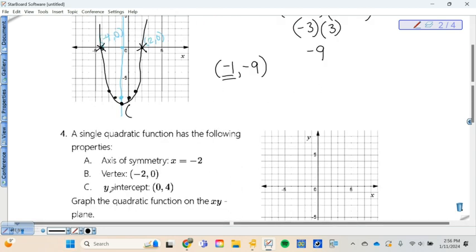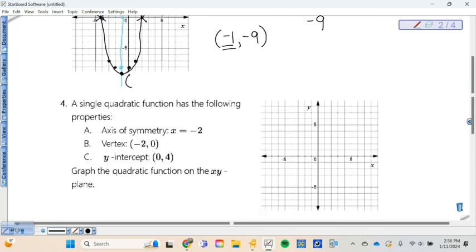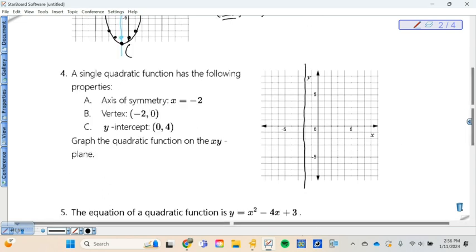All right, a single quadratic function has the following properties. It has an axis of symmetry at -2. I've got a line, that's like the center, and that goes right through the center of my parabola. My vertex is at -2, 0, that's right here. And my y-intercept is at 0, 4.